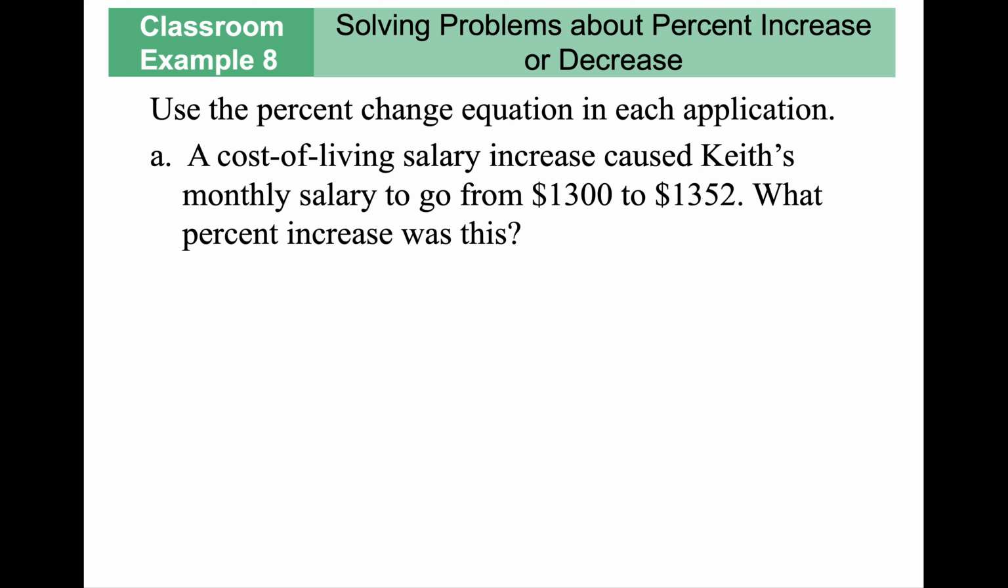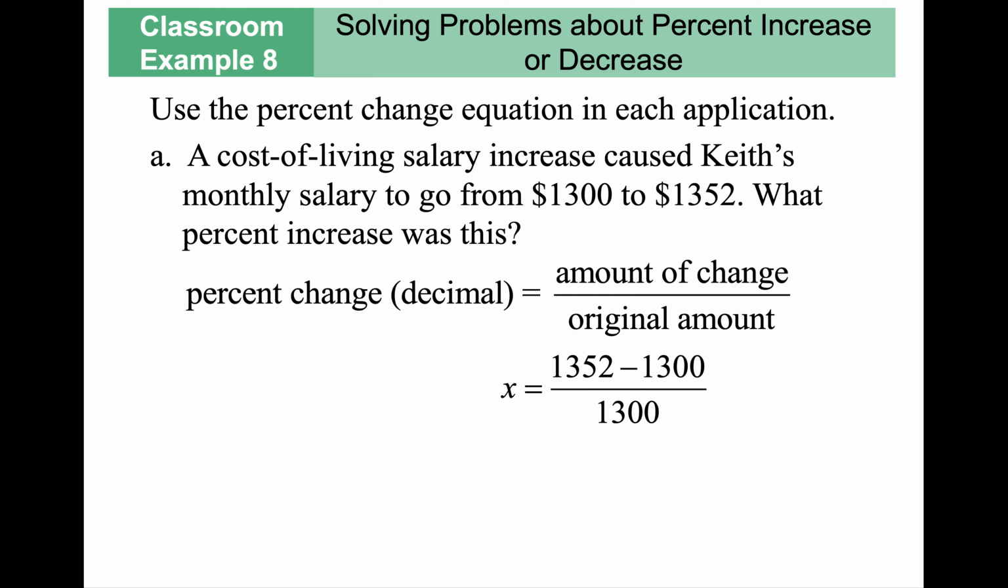A cost of living salary increase causes Keith's monthly salary to go from $1,300 to $1,352. What percent of increase was this? Well, first let's find the change. So the amount of change would be 1352 minus 1300. If I subtract those two numbers, I will see that it's $52. You could also just immediately write in 52.